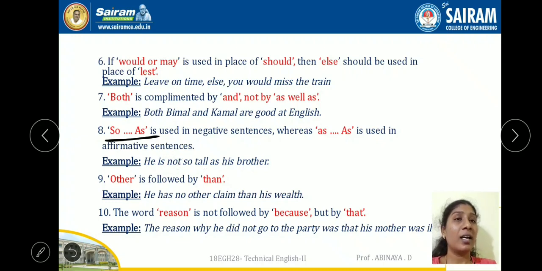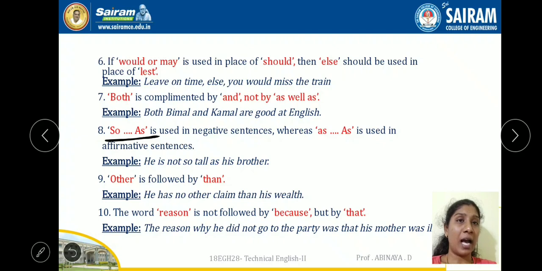See, he is not so tall as his brother is the negative statement. You can make the affirmative statement, he is as tall as his brother. That is, both are of equal height, a positive degree of equality. So when the sentence is negative, we use so ... as with not in front of so, and as alone is used in the positive, affirmative sentence.